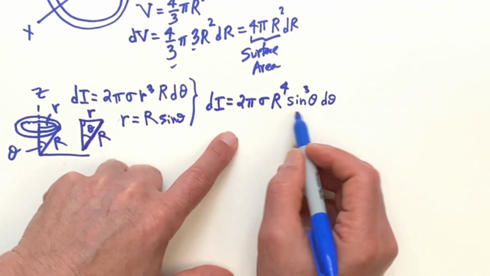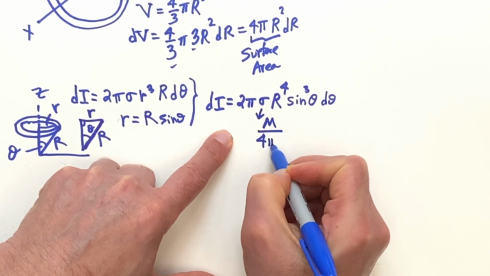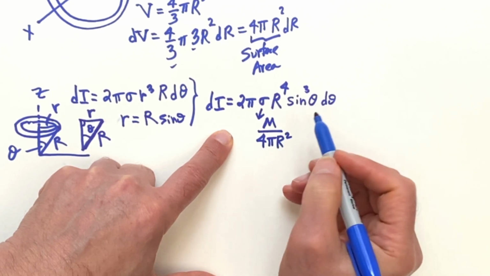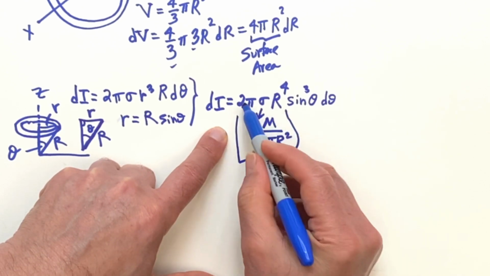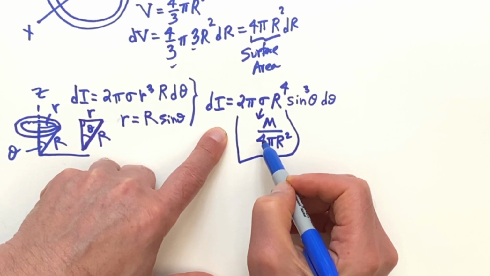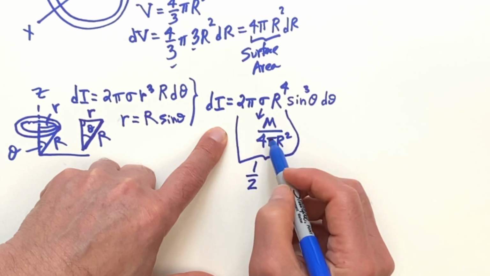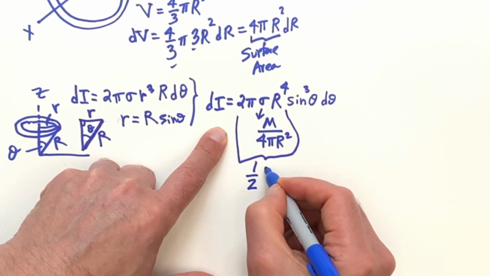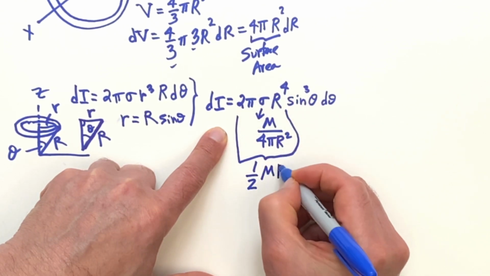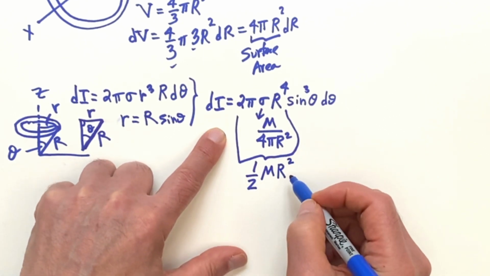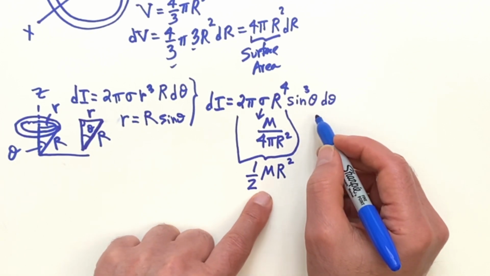So this is it, and now I'll go ahead and put in what this sigma is. It's m over 4 pi big R squared. So we get some cancellations in here. We're going to get the 2 canceling partially with that 4, which will give us a 1/2. Then the pi's go away, and we'll have the m, and 2 factors of the big R go away. So we'll have this 1/2 m R squared multiplying the sine cubed with the d theta.